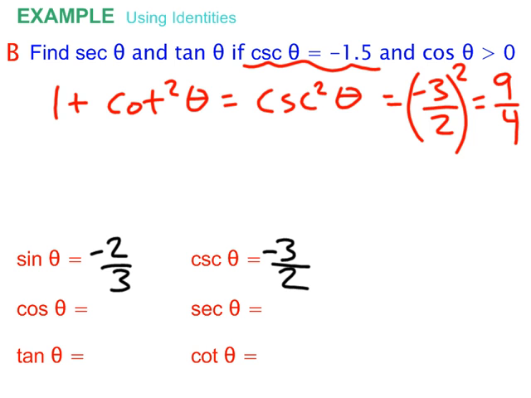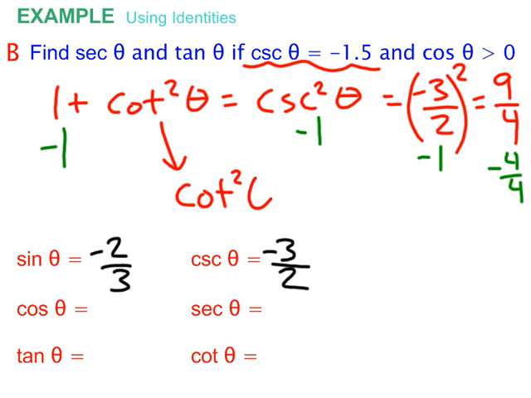I'm going to subtract 1 over here on the left side of the equation. Technically, I should put a minus 1 here and here. But over here on the right, rather than just subtract 1, I'm going to subtract 4/4, just as a bit of a shortcut. I hope you don't mind. And that leaves me with cotangent squared of theta equals 9/4 minus 4/4, 5/4.